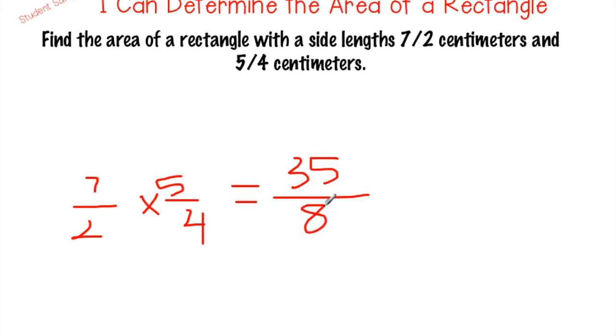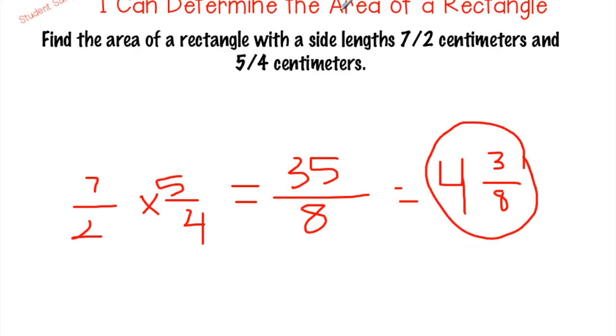And here you can see we have an improper fraction. So now we need to figure out how many times 8 can go into 35 without going over. Go ahead and try and solve that. So you should have gotten 4 times. We know 8 times 4 is 32, which would mean that there's 3/8 left over. And that would be your final answer.